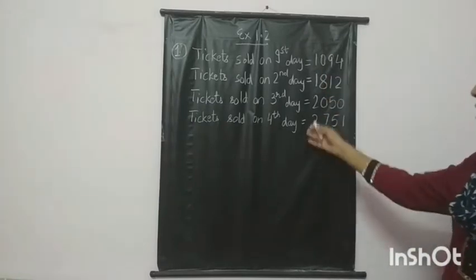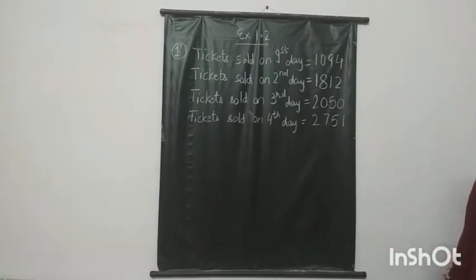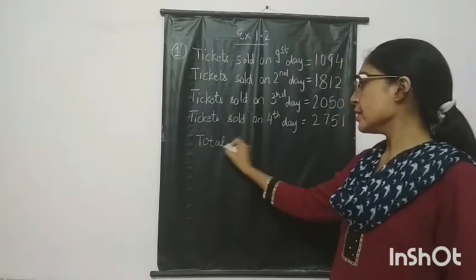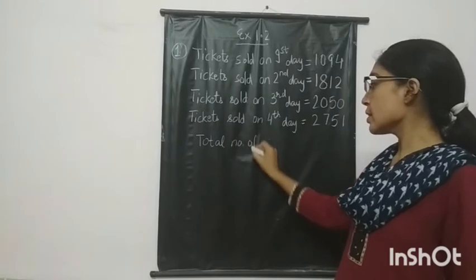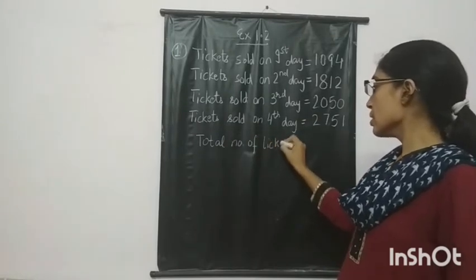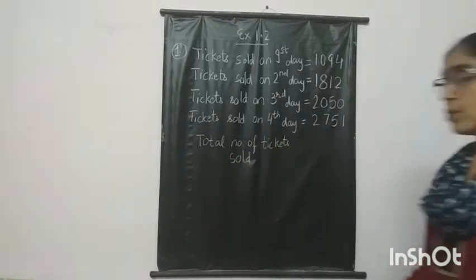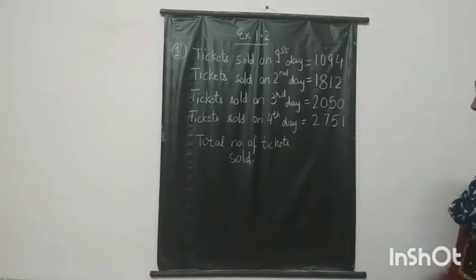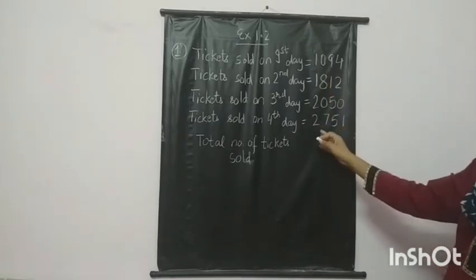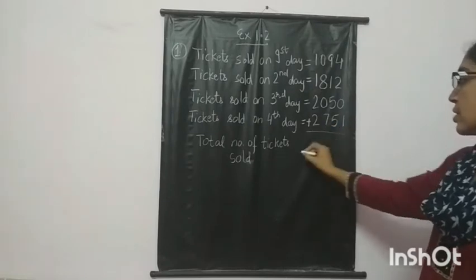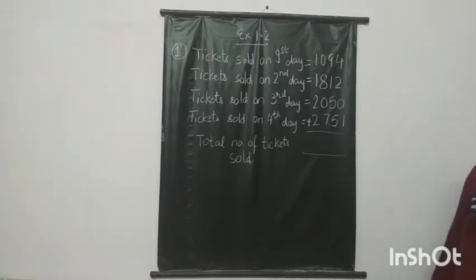We have to find total number of tickets sold on all 4 days. Just think, to find total number of tickets sold, what should we do? So you must be able to recall that we will be adding all these numbers to find total number of tickets sold on 4 days. So we will add them. You also try to add yourself, then match your answer with me.